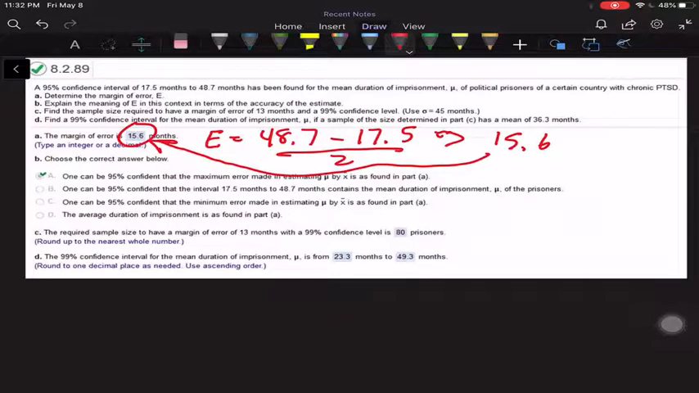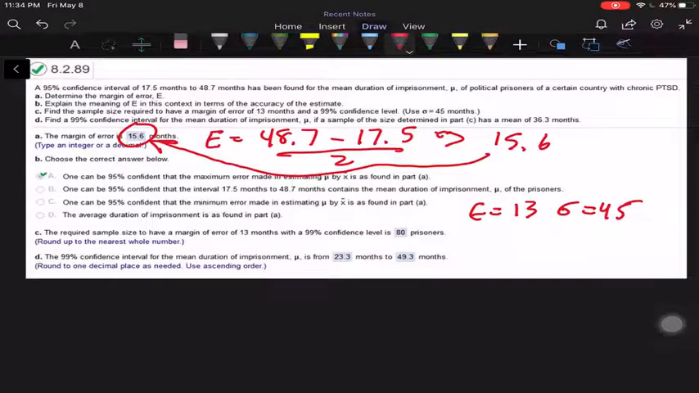And then question B asks us to explain the meaning of E in the context in terms of the accuracy of the estimate. If you look at the different choices available, choice A is the best one, and choice A states that one can be 95% confident that the maximum error made in estimating mu by the sample mean is as found in Part A. Part C gives us a margin of error of 13 months, a 99% confidence level, and a standard deviation of 45 months, and asks us to find our required sample size.